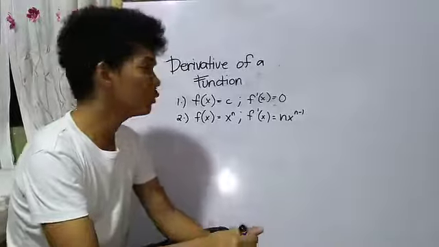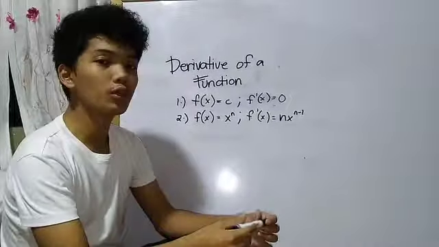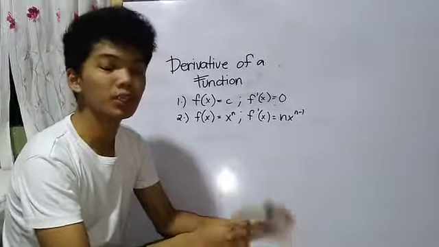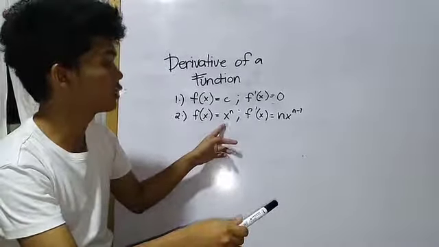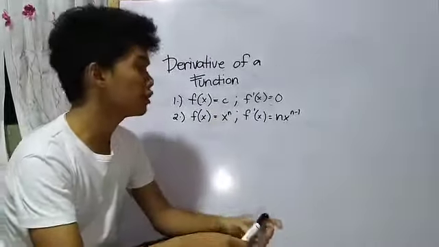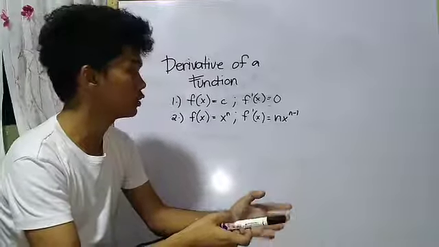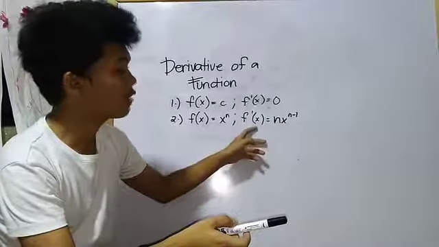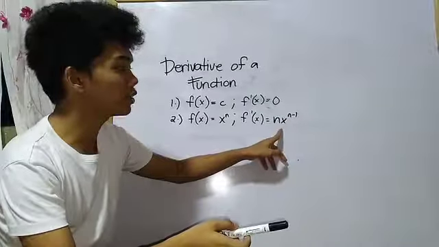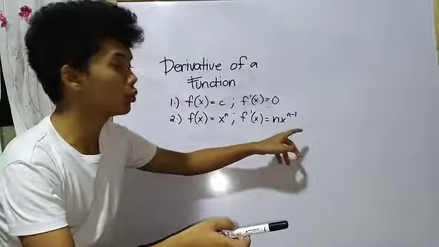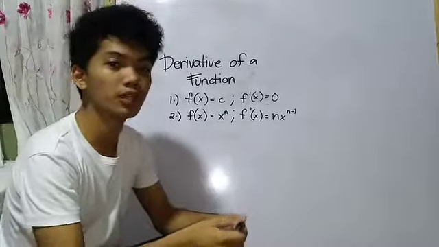Okay, so the second one is the power rule. So any function that has an exponent, we can just write it as f of x is equal to x raised to n. So the derivative of that function is just f prime of x is equal to n, which is the exponent, x raised to n minus 1. So we will just deduct 1 from the exponent of that function.